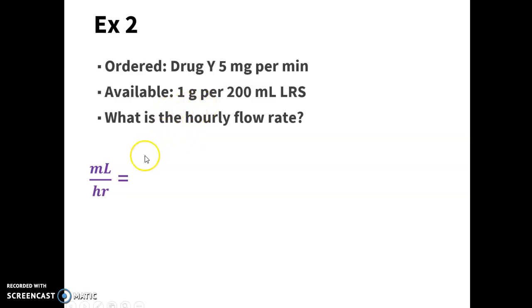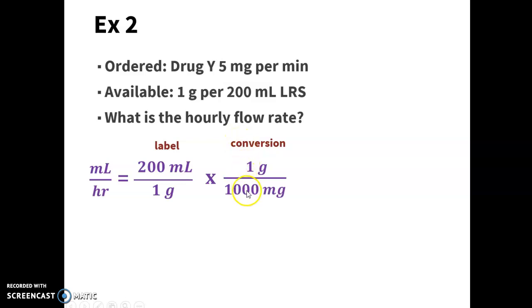So, milliliter per hour. We said the first fraction has to have milliliters at the top, and luckily that is given to us in the available, which is our label. So we'll stack the 200 milliliters over 1 gram, and that's going to mean that grams needs to be at the top, but our order is written in milligrams, so we need a conversion. That 1 gram is 1,000 milligrams. Again, be sure and put gram on top since that was at the bottom of our previous one. And that's going to stick milligram at the bottom, which means our next fraction needs milligram, which is good.